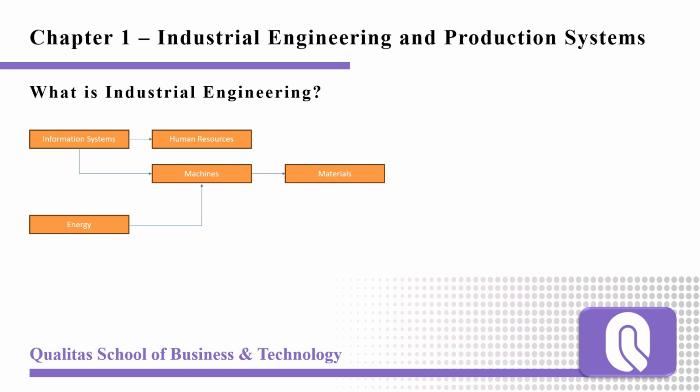Let me give you a real world example of how all these elements work together. Imagine an automotive manufacturing plant. The information system tracks customer orders and general inventory. This data helps human resources plan workforce schedules. The machines on the assembly line receive production schedules from the information system while constantly monitoring energy usage. These machines then process materials according to the exact specifications.